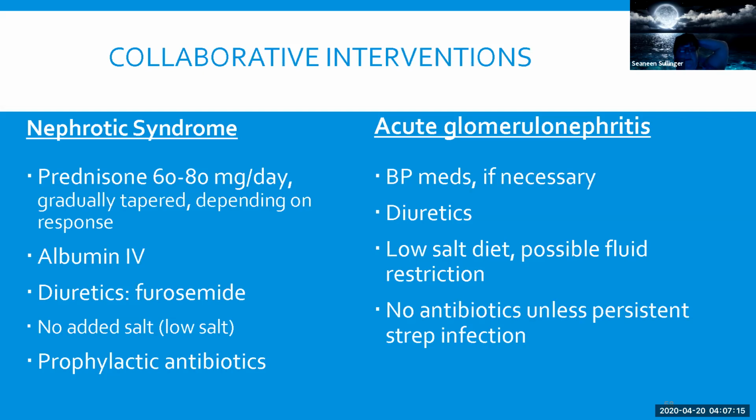First-line hypertension medications, the low salt diet, and don't necessarily need antibiotics unless there's a persistent strep infection, because the glomerulonephritis is a result of having had a streptococcal infection.